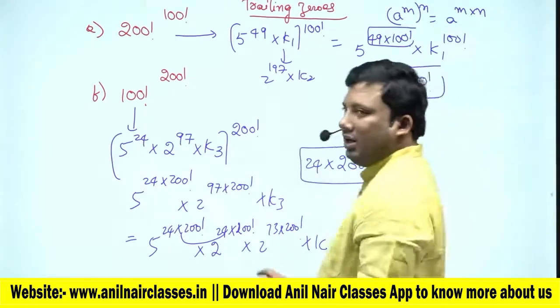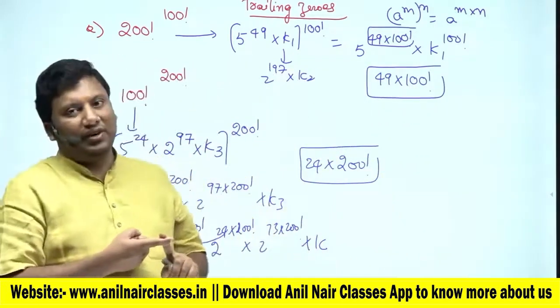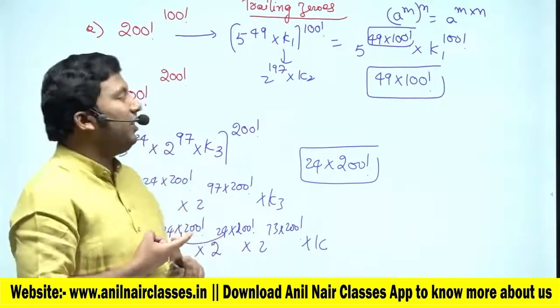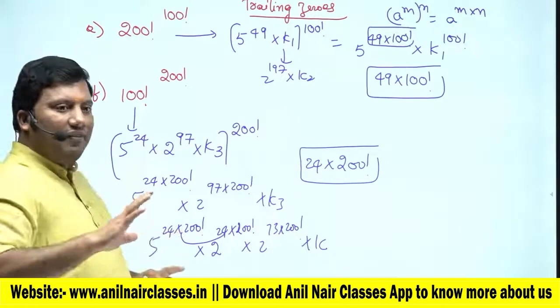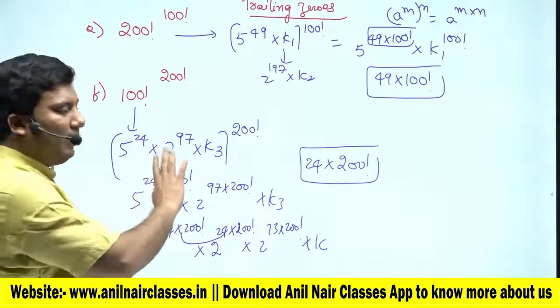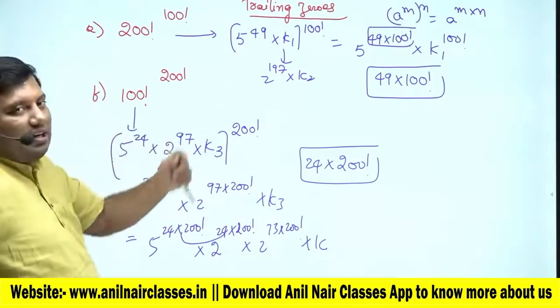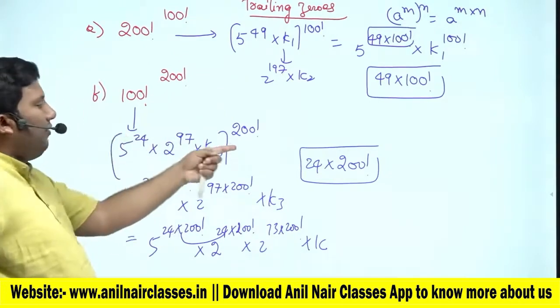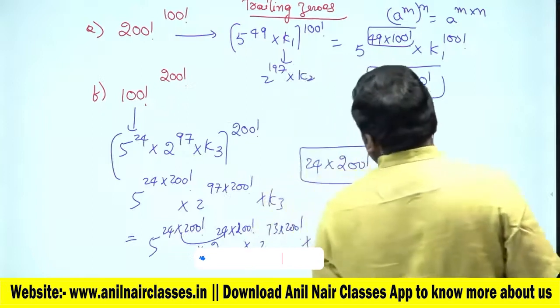Power also we did. Factorial addition we did, factorial subtraction we did, factorial division we did, factorial power factorial also we did. Every variety of question should be there. I hope the idea is clear. This answer is 49 into 100 factorial. This answer is 24 into 200 factorial.